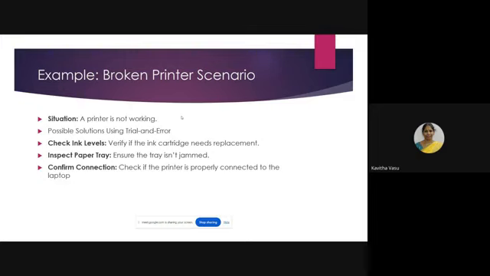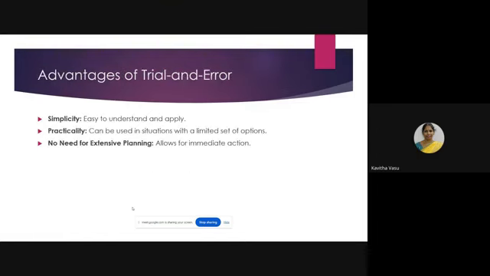The next one is confirm connection. Check if the printer is properly connected to the laptop. Check the connection between the printer and the computer. These are all the techniques for the trial and error method. Maybe technically the printer is not working. This is the basic thinking level, applying solutions for the broken printer.